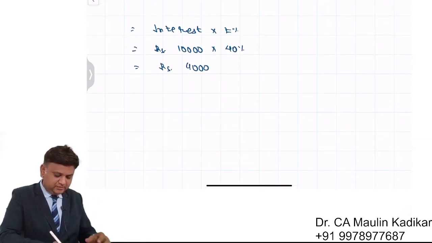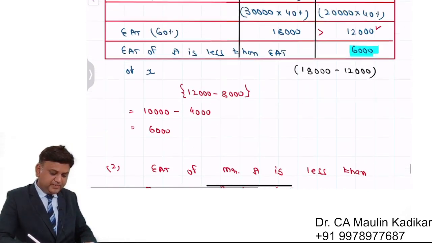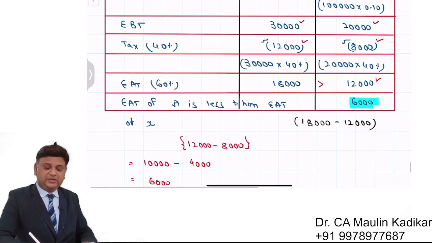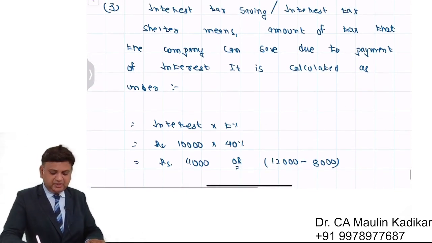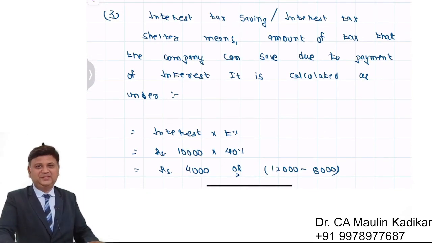Or otherwise, we can have a kind of working in this question: 12 minus 8. Because X is required to pay tax of 12,000 and A has to pay a lower amount of tax. Why? Because there is a tax saving due to payment of interest. Please write down the answer.